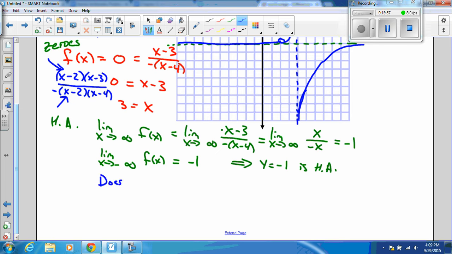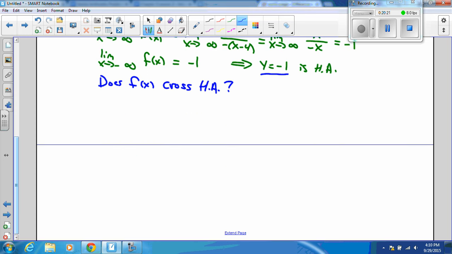You may ask the question, will this function cross its horizontal asymptote? And the answer, surprisingly, is that it can be hard to tell just looking at the form of it, but it's very easy to tell if I simply try to find the values of x for which f of x equals -1. So to see if it crosses it, let's look for an intersection point. Does f of x ever equal -1?